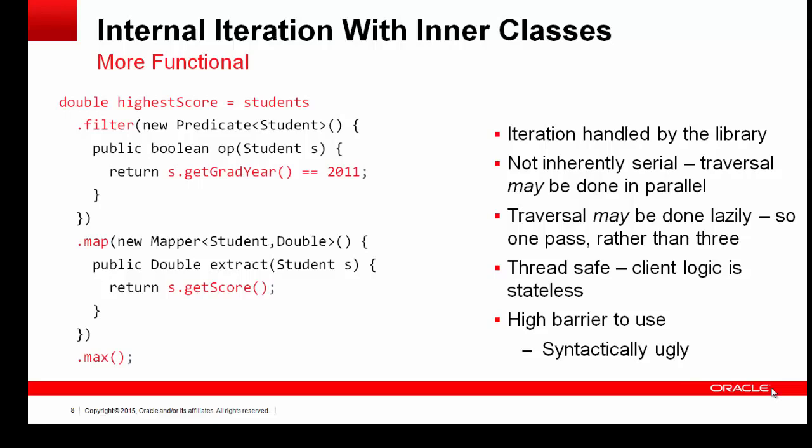We've got a collection of students, we're after the highest score, we want to filter, we want to test against the graduation year being 2011, we want to map, we want to get the score, we want to max. All the rest of it, the fact that we're using a predicate of type student, which has a method called op, returning a boolean and so on, is boilerplate code. And we just really don't want to have that. And that is what Lambda expressions are all about. It's how we can simplify this kind of code in order to make it easier to understand.